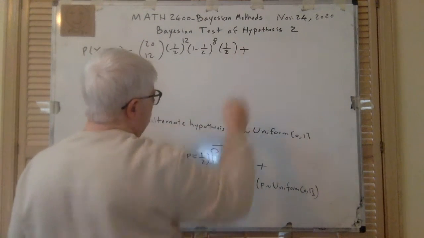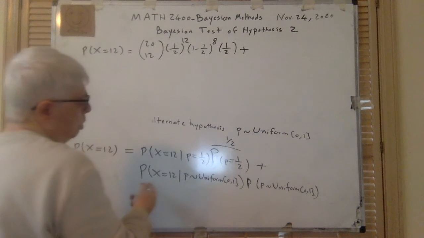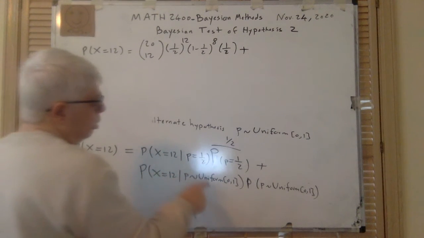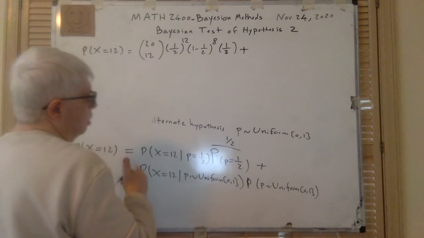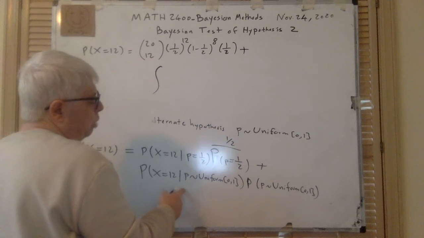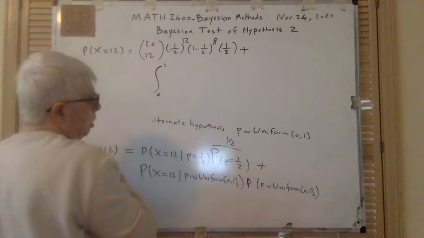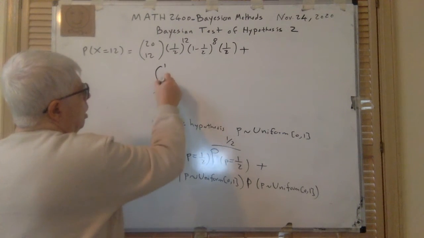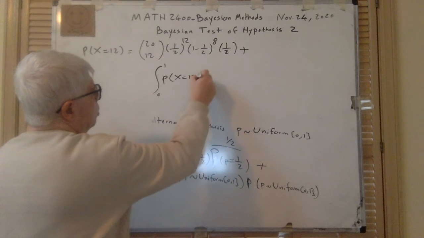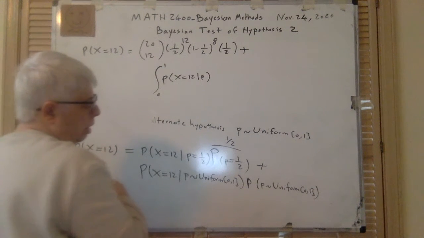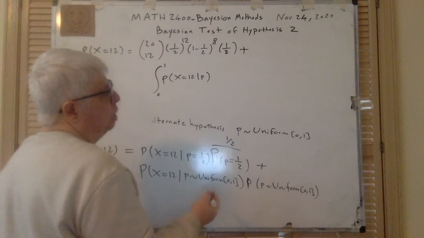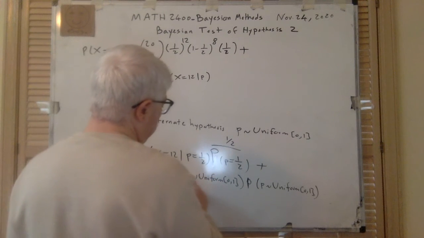The second one is the law of total probability, right? So this has a distribution. This is discrete, continuous, so that one is in fact an integral. The integral is on p, so p goes from 0 to 1, right? And I have P of x equals 12, given small p. And what is the distribution? The PDF of uniform.